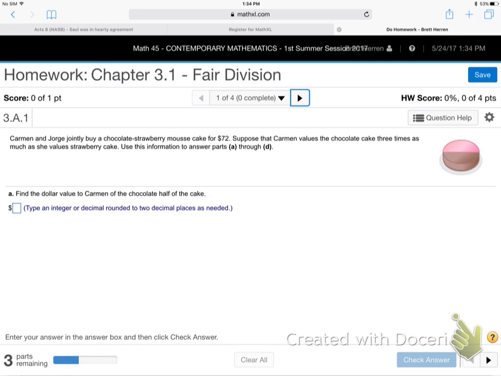We split the 36 in half and basically multiplied that half by 3. Well, I'll get to the details.